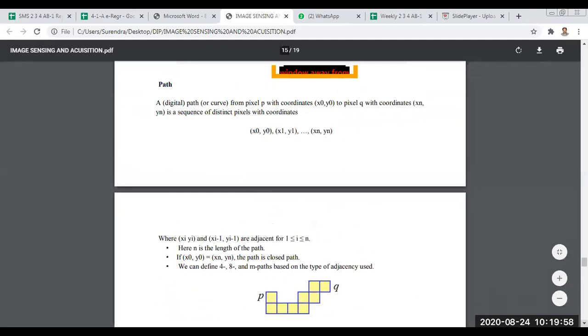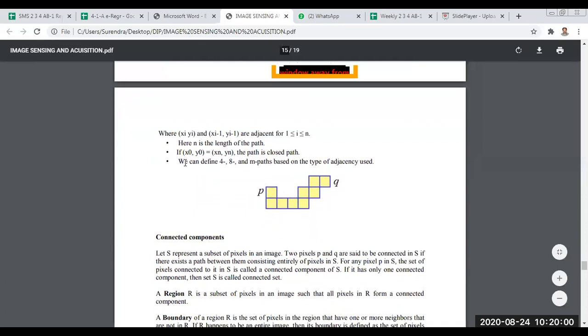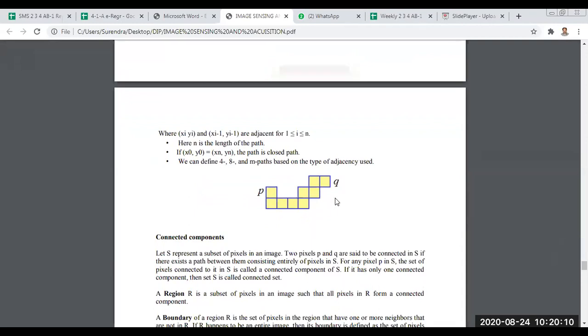Suppose we use 4-adjacency. How are we connecting? P is the first pixel, P of 0, 0 or whatever it is, and Q has some coordinate value. So we connect 1, 2, 3 like this, or 1, 2, 3 like this. So in this path or in this path, there is a digital path created based on your 4-adjacency, 8-adjacency, and M-adjacency.